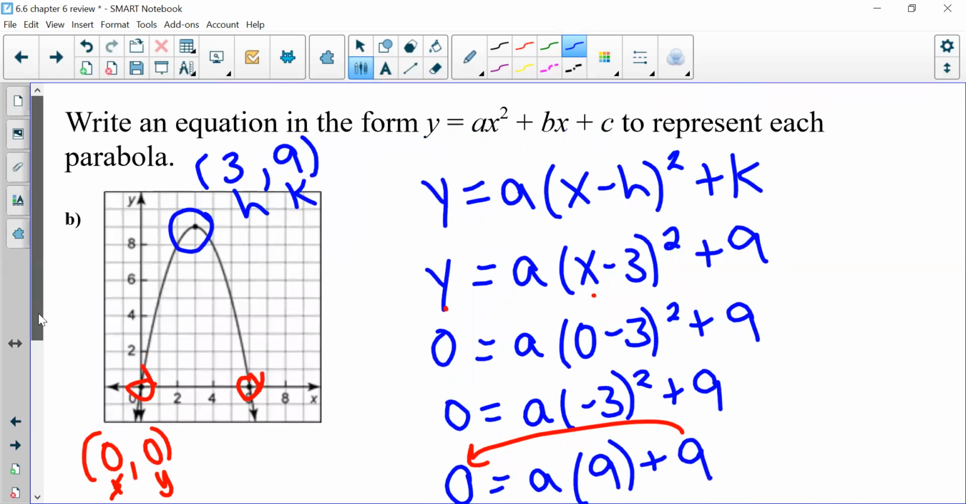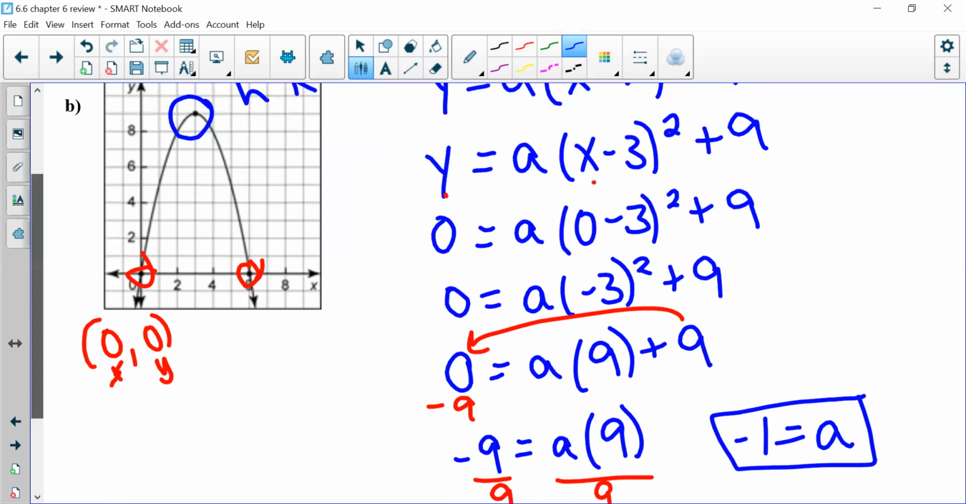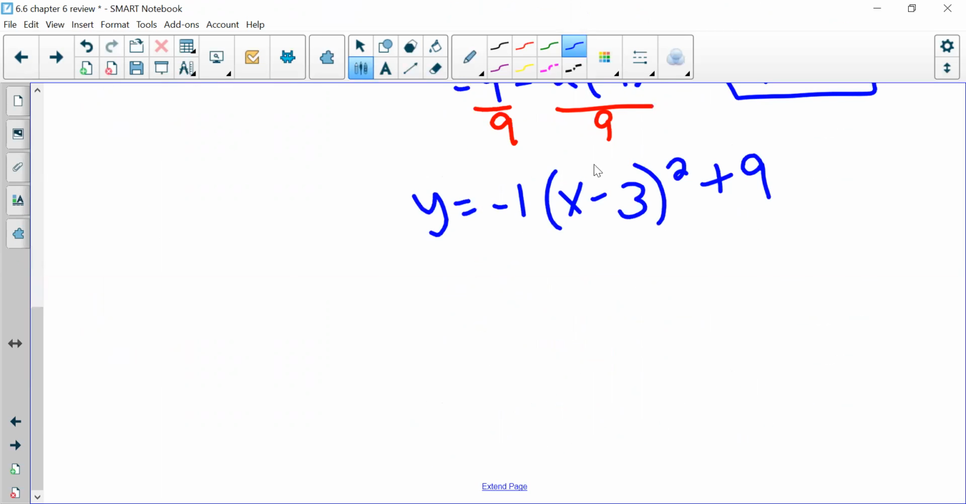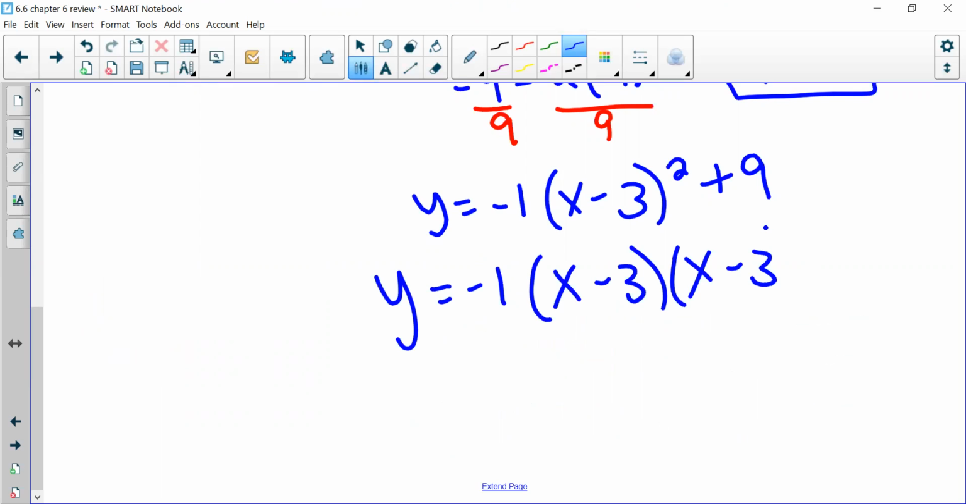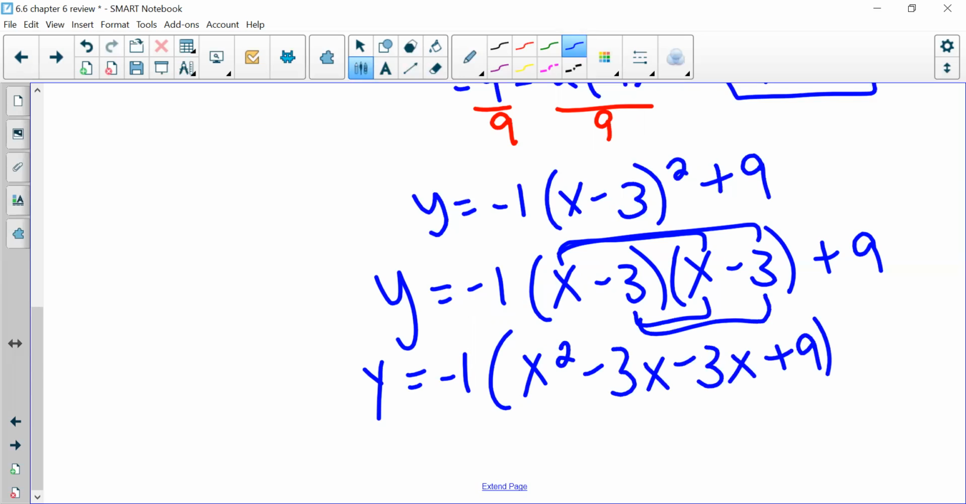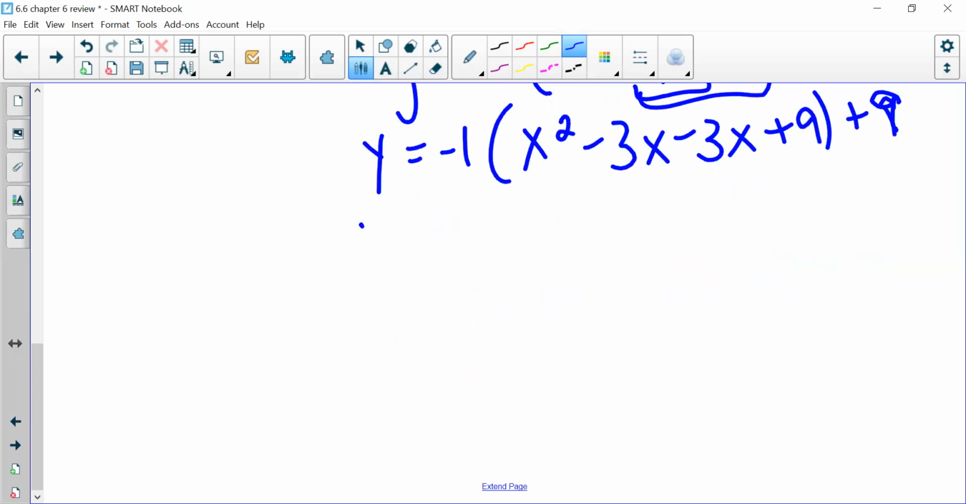Now I'm going to go back to vertex form and plug in negative 1 for a. So y equals negative 1 x minus 3 squared plus 9. And remember that you're always doing FOIL first. So I'm going to write my bracket twice here so I can see it better for foiling. Then we'll follow BEDMAS. So x squared minus 3x minus 3x plus 9. I'm going to simplify inside of my bracket here. Negative 3x is negative 6x.